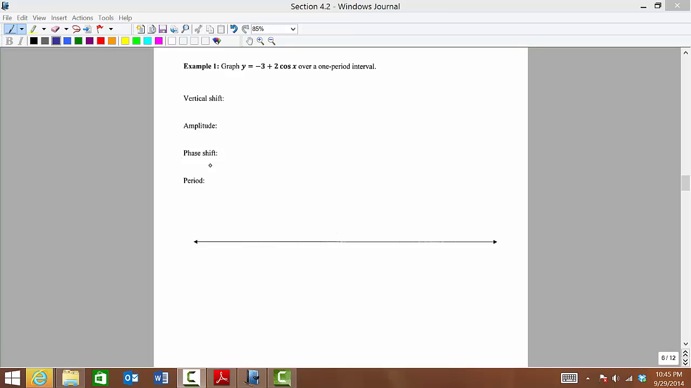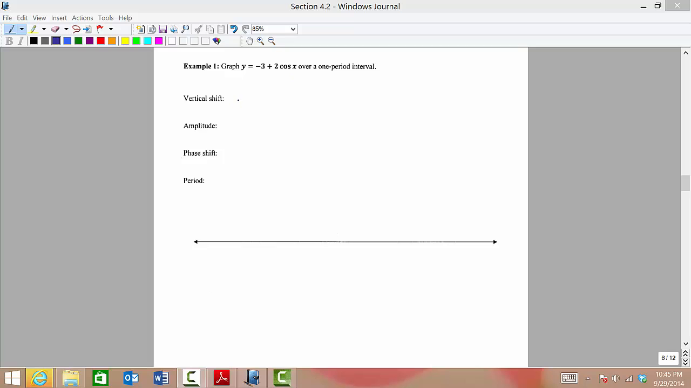Now we're going to put everything together. So we want to look at equations that will have a vertical shift, an amplitude change, a phase shift, and maybe a period change. So let's figure out what we have. We have y equals minus 3 plus 2 times cosine x.